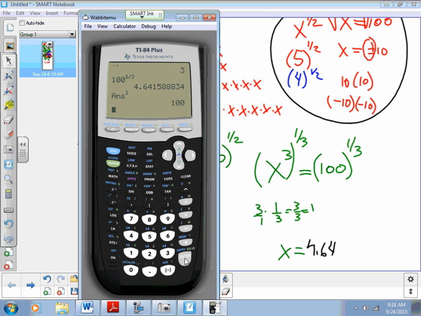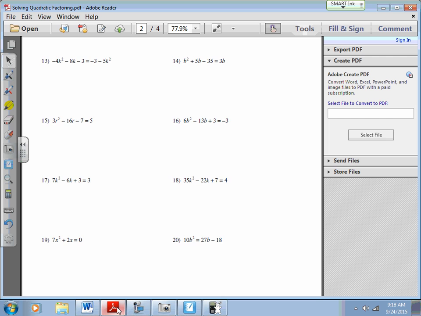All right, so rules of exponents. You guys understand this is going to come up in this unit. Okay. All right. So factoring.